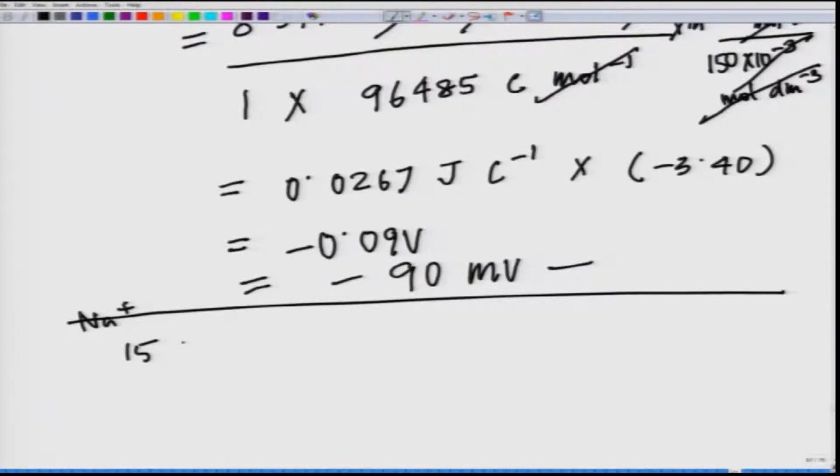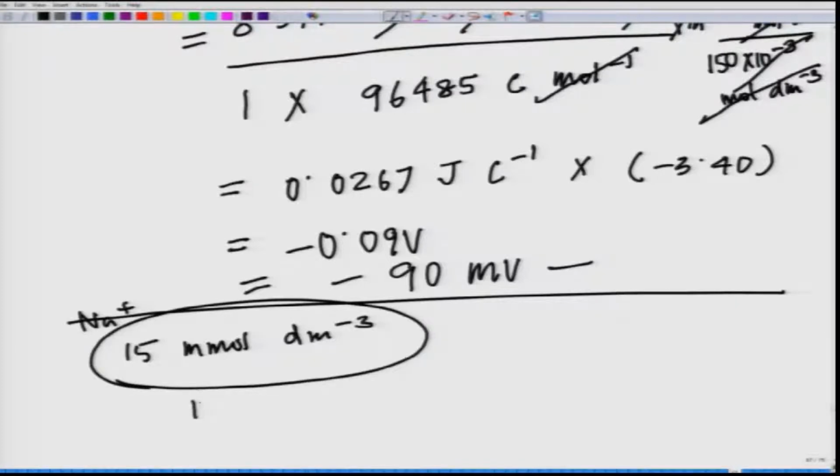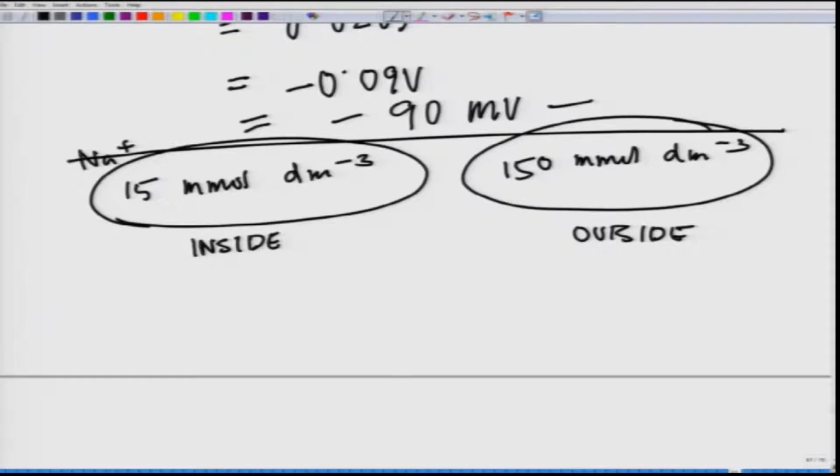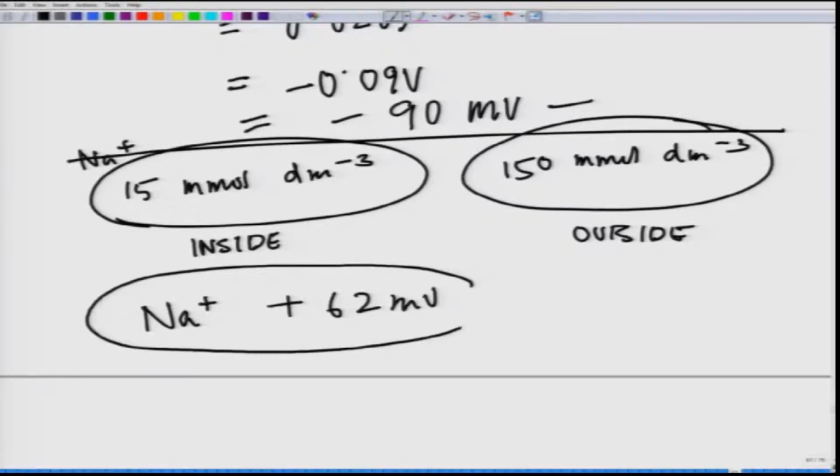For the sodium ion, it is around 15 millimole inside, whereas outside it is 150. This is outside. If this is the situation, then for sodium, if you do the calculation, you will find the membrane potential of sodium is plus 62 millivolt. I will leave it for you to do this exercise all by yourself. I am giving you the value, you can look at it.